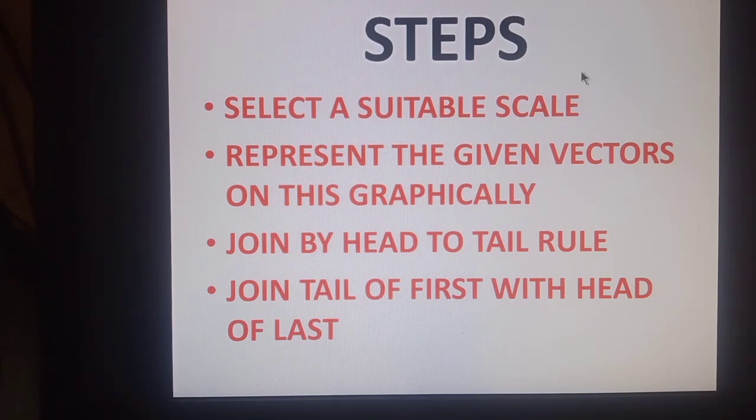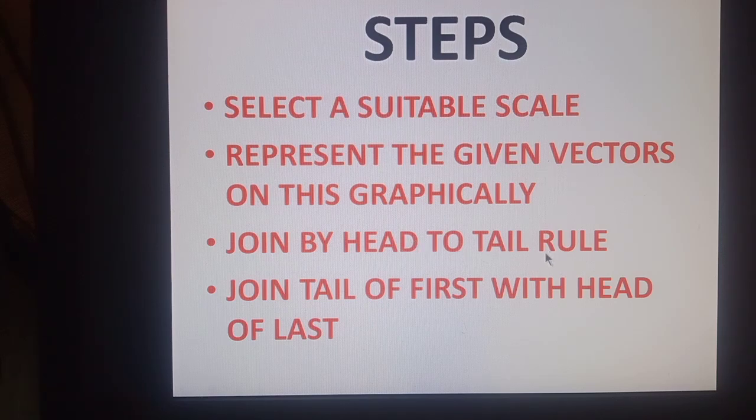Students, the steps involved in this process of addition of vectors are: number 1, select a suitable scale. Means, to graphically represent a vector, first of all we will select a scale on which we will draw the straight line which represents the magnitude of that vector. Number 2, according to this scale we will graphically draw lines for all the given vectors. This is the second step. And the third step is very simple: these vectors will be joined by the head to tail rule.